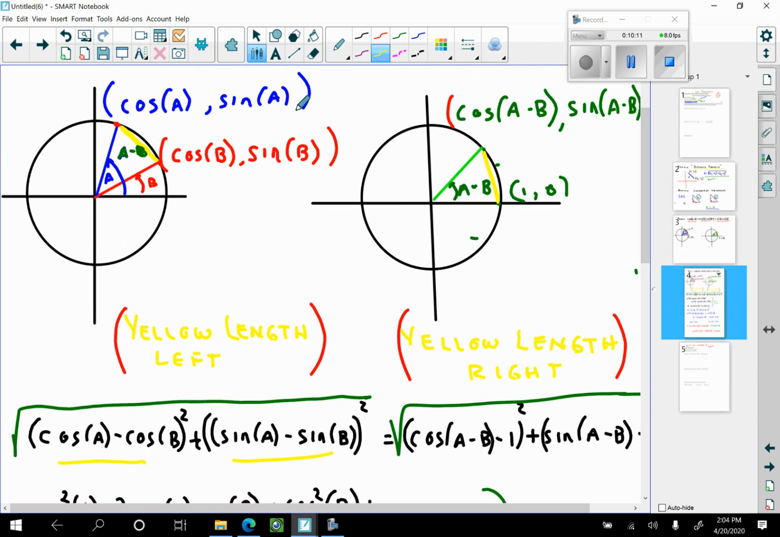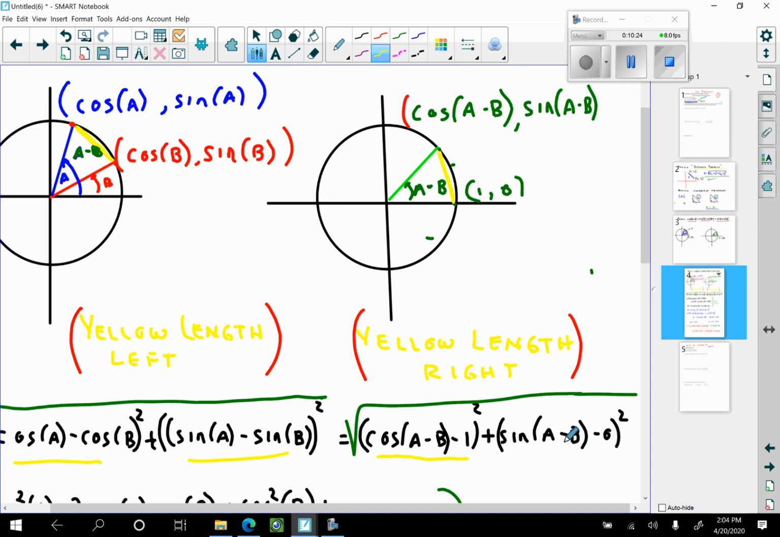What's the length of the right side? The change in x's this time is going to be cosine of A minus B minus 1. And then the change in y's will be the sine of A minus B minus this 0 right here, squared.